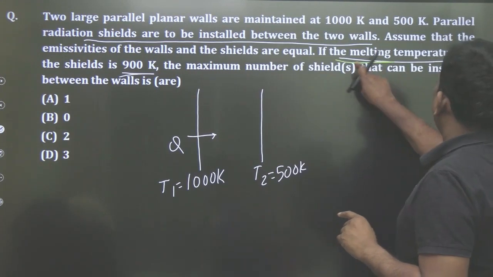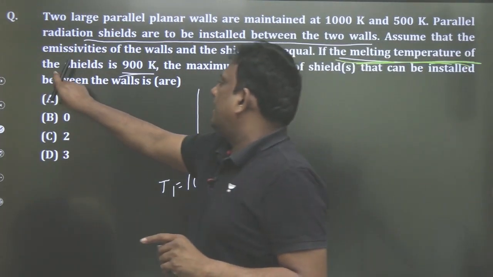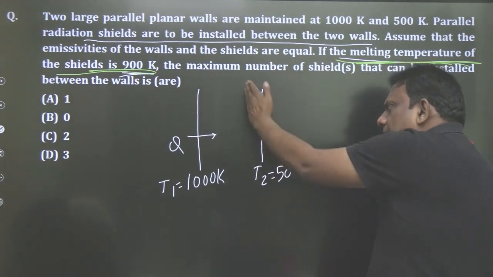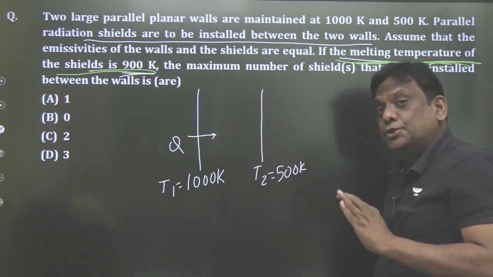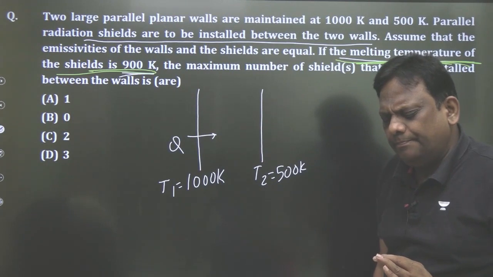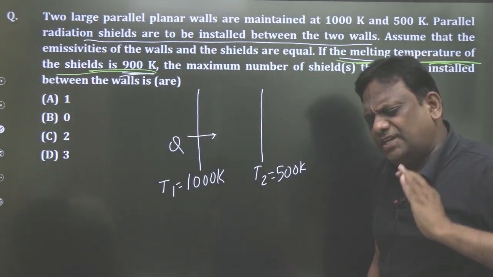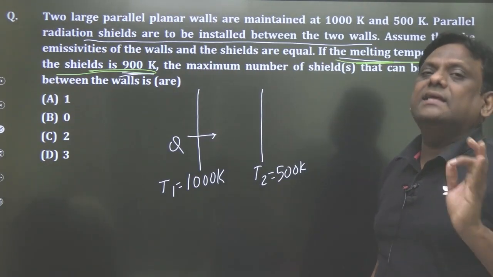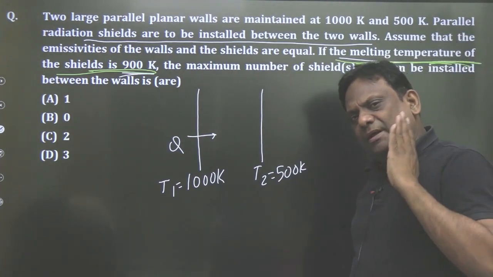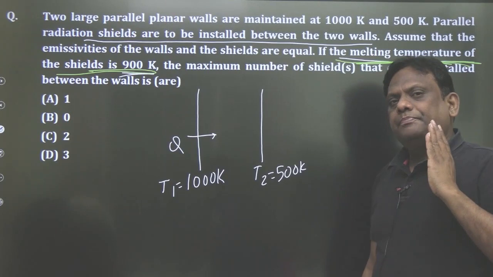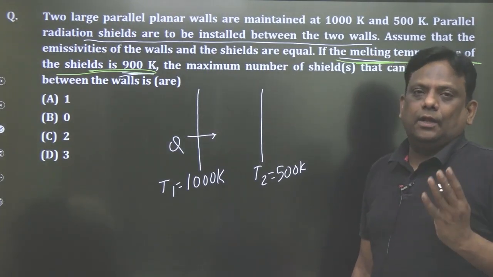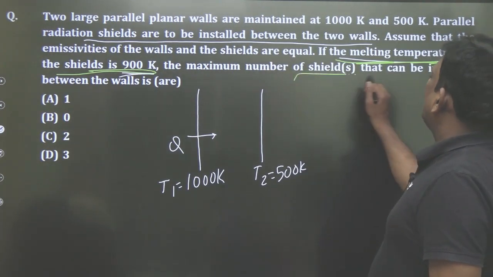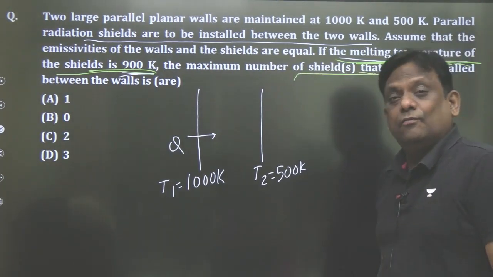What is he saying? The melting temperature of the radiation shield is 900. So when you are installing a radiation shield, it should not melt. What does it mean? The temperature of the shield must be less than 900 Kelvin. That is the meaning here. So the maximum temperature of the shield can be around 899 or so, because if it is 900, it will melt. The maximum number of shields that can be installed between the walls is.